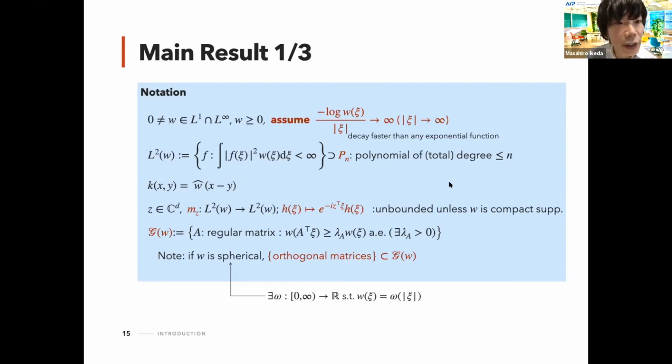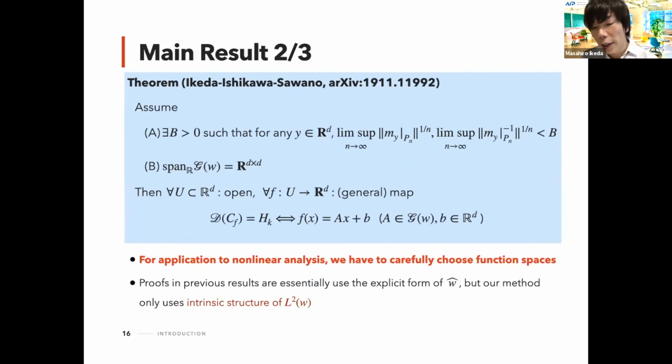By preparing this notation and assumption, the main result is as follows. We assume two conditions: there exists B such that for any y, these two quantities are bounded, and the span of G_W is equal to the whole space of matrices. Then for any U a subset of R^d, and for any U, if the domain of C_F is equal to H_K, then F is affine. So this is the main result.